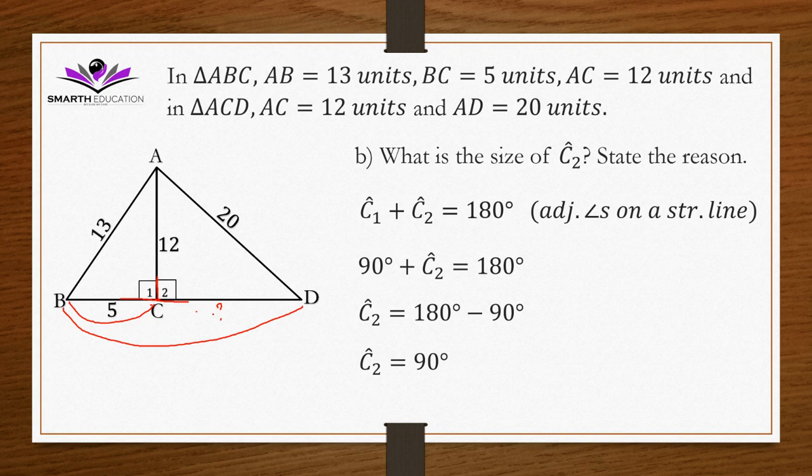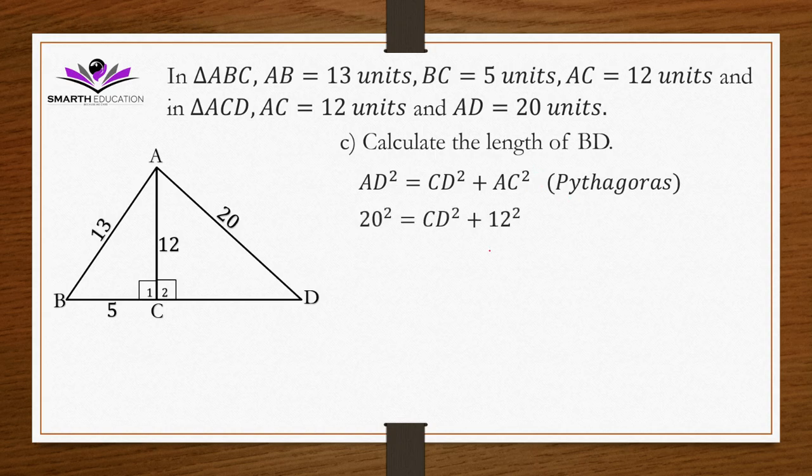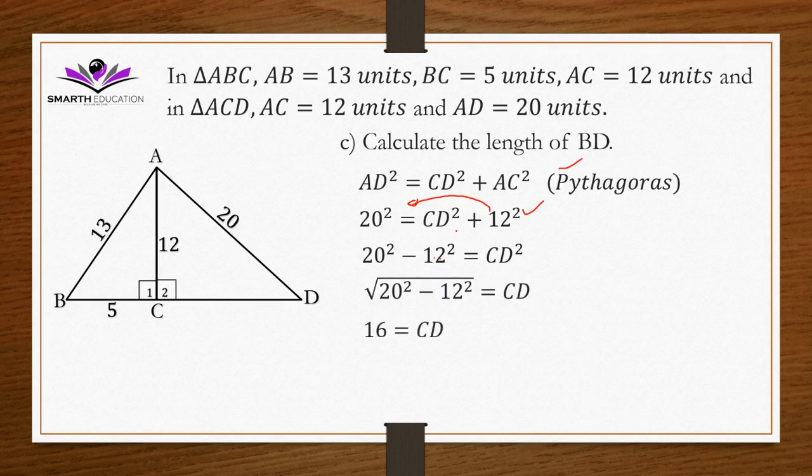Let's get CD. Now we know that triangle ACD is a right angle triangle. So we can say that AD squared is equal to CD squared plus AC squared. And the reason is Pythagoras. Okay. And then you can even substitute like this. Then you write this and you write your reason. It's fine. And then let's find CD. Here we can bring 12 squared to the left. Positive 12 squared becomes negative 12 squared here. And then we can square root both sides. And then we get that CD is equal to 16 units.